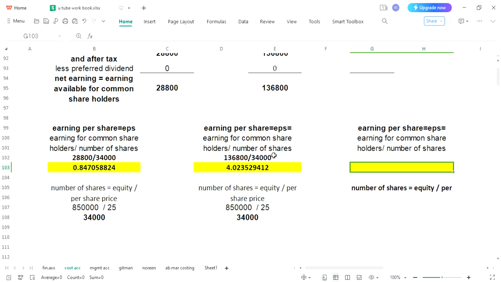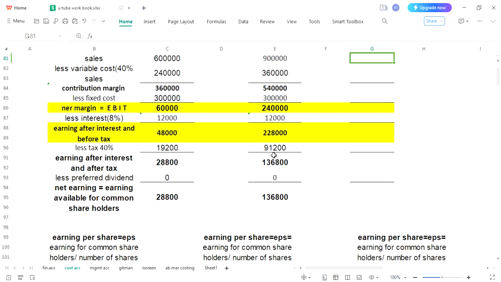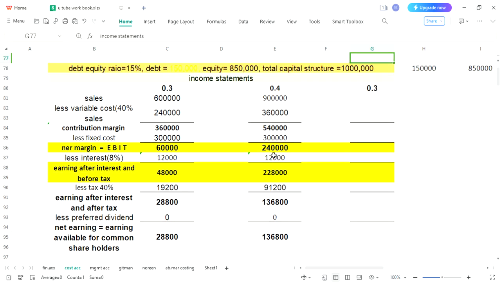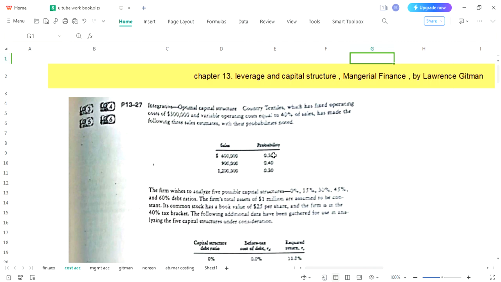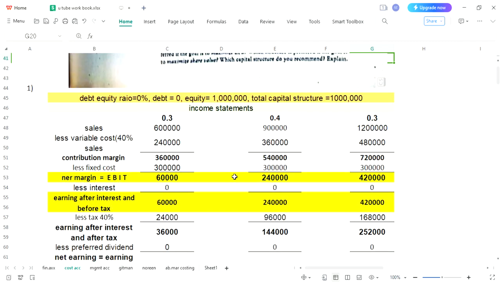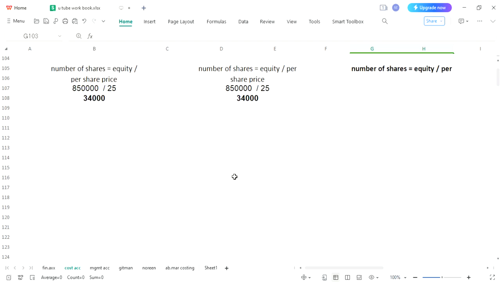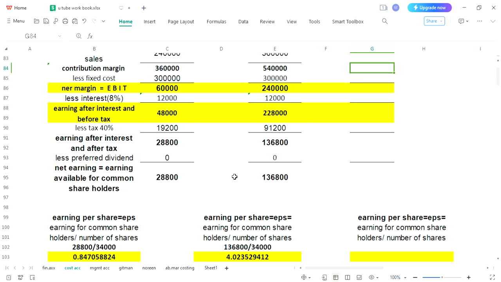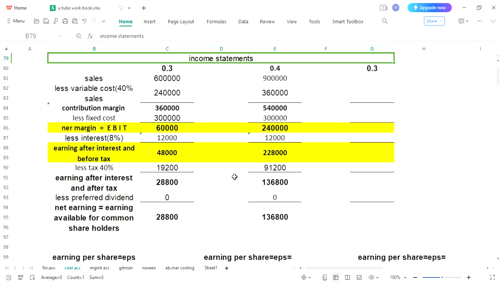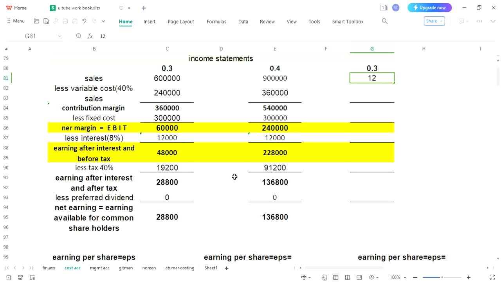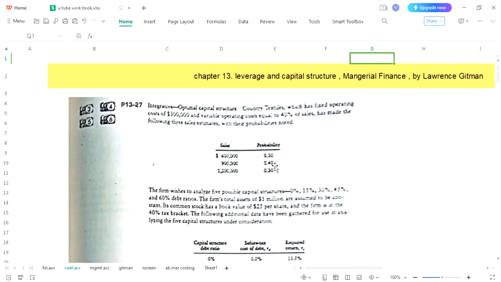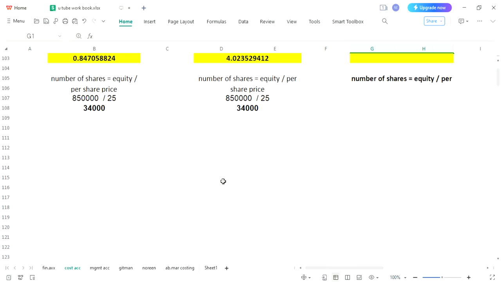Okay, third statement would now be calculated, and what we have is amount of sale for third option. Look over here, 0.30, third option is 12 lakh, and you will put 12 lakh over here. Amount of sale for third option is 12 lakh. Okay, we are now confirmed.